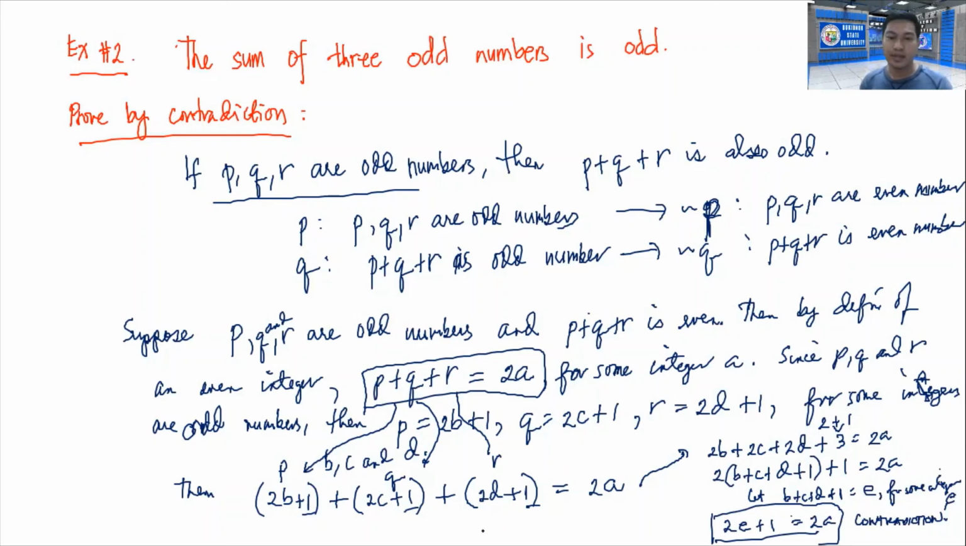So we can conclude that, therefore, the sum of three odd numbers is odd. Okay, I think that's all for our examples. I'll be giving you activities later.